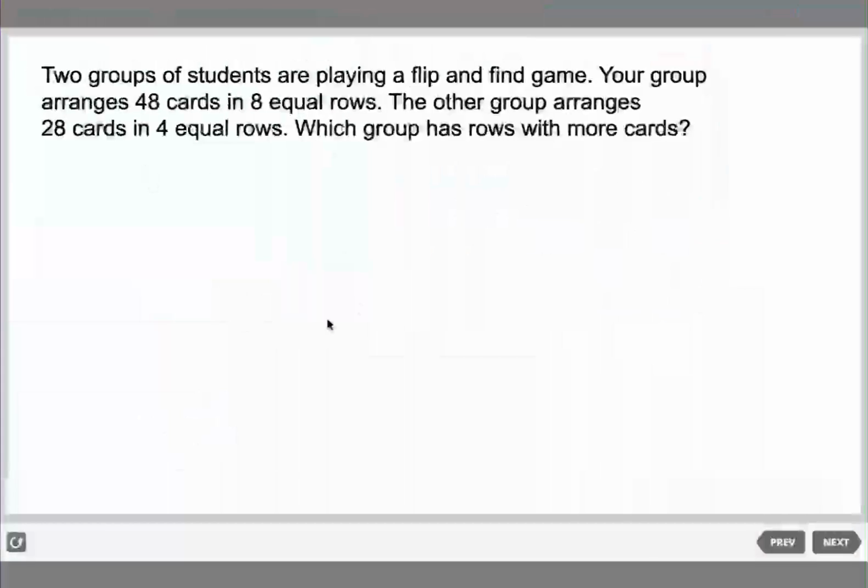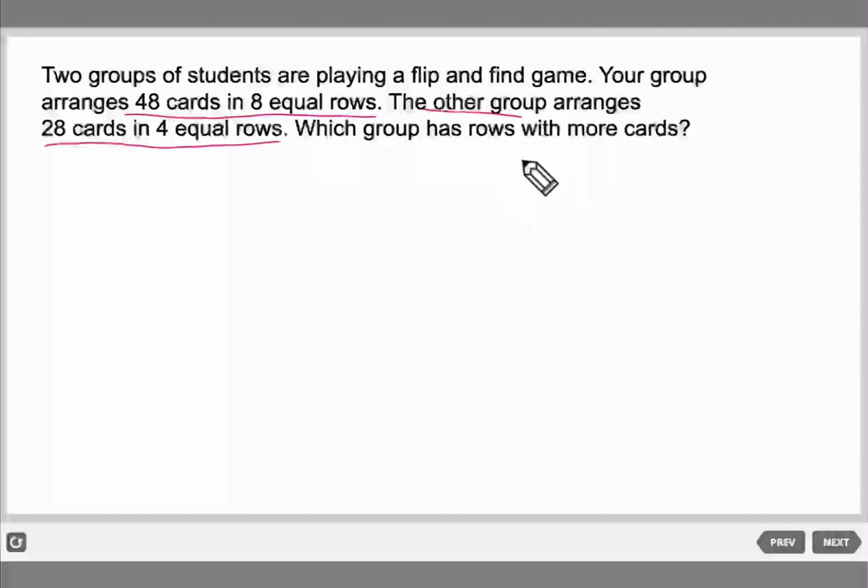Yes, it's the same. Okay, two groups of students are playing a flip and find game. Your group arranged 48 cards in 8 equal rows. The other group arranged 28 cards in 4 equal rows. So we have two groups. The first group is your group: 48 cards in 8 equal rows. The other group arranged 28 cards in 4 equal rows.